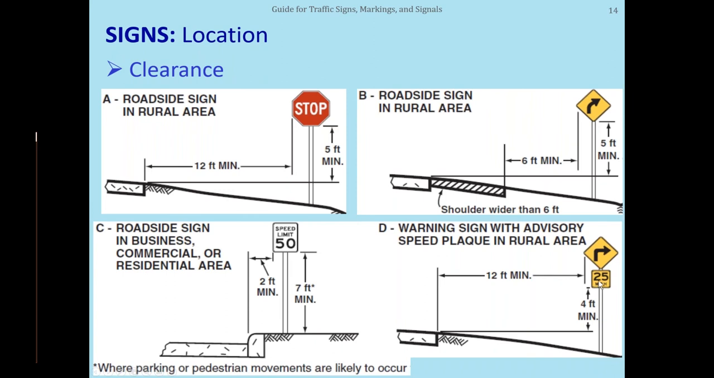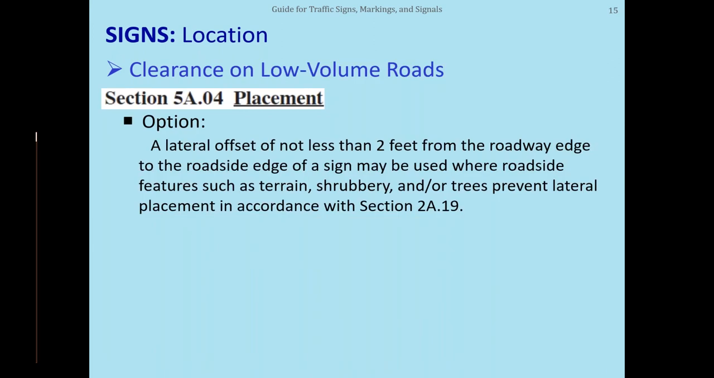If you have a sign accompanied by a warning plaque, then you have a slightly different variation of the minimum required. For low volume roads, they give you a little flexibility. We previously said, remember, that the requirements for low volume roads are less stringent than for all of the rest.